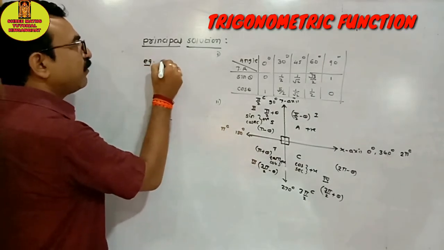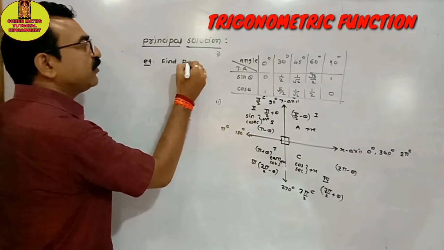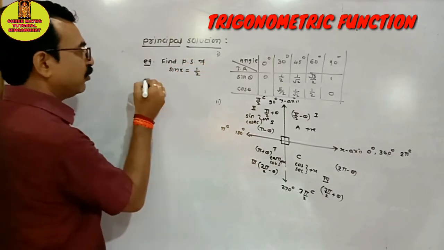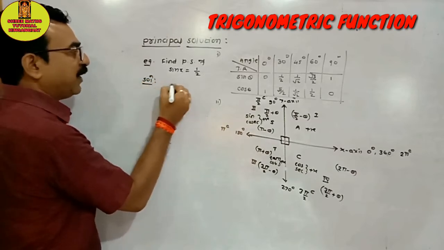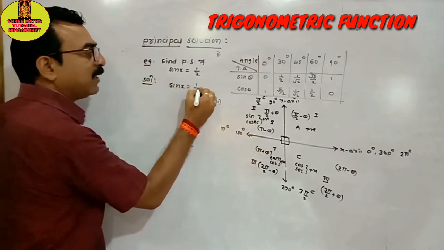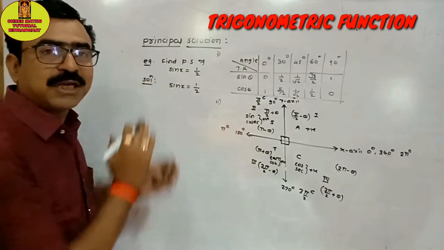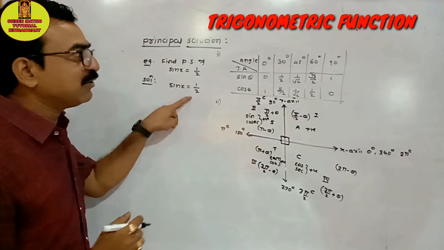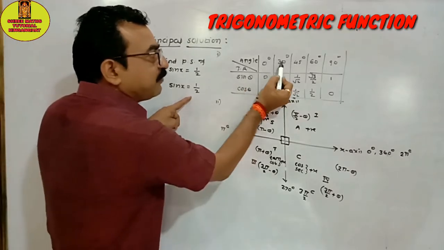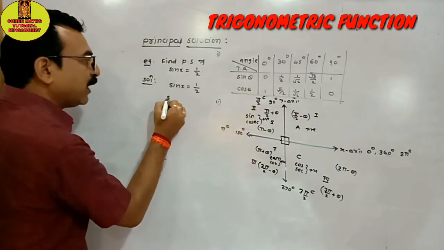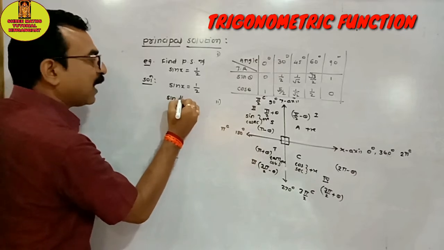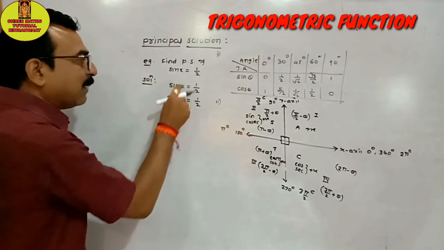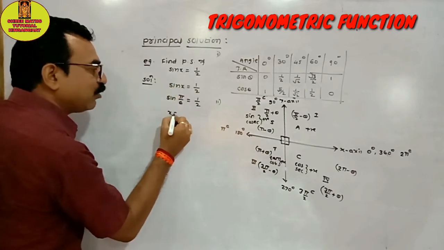Your question is, find the principal solution of sin x is equal to 1 by 2. So friend, sin x is equal to 1 by 2. That is your given trigonometric equation. Now, sine of which angle is equal to 1 by 2? So, sine of 30 is equal to 1 by 2. So, write down sine 30. 30 means pi by 6 radian is equal to 1 by 2. Okay. So, by comparing, you get x is equal to pi by 6.